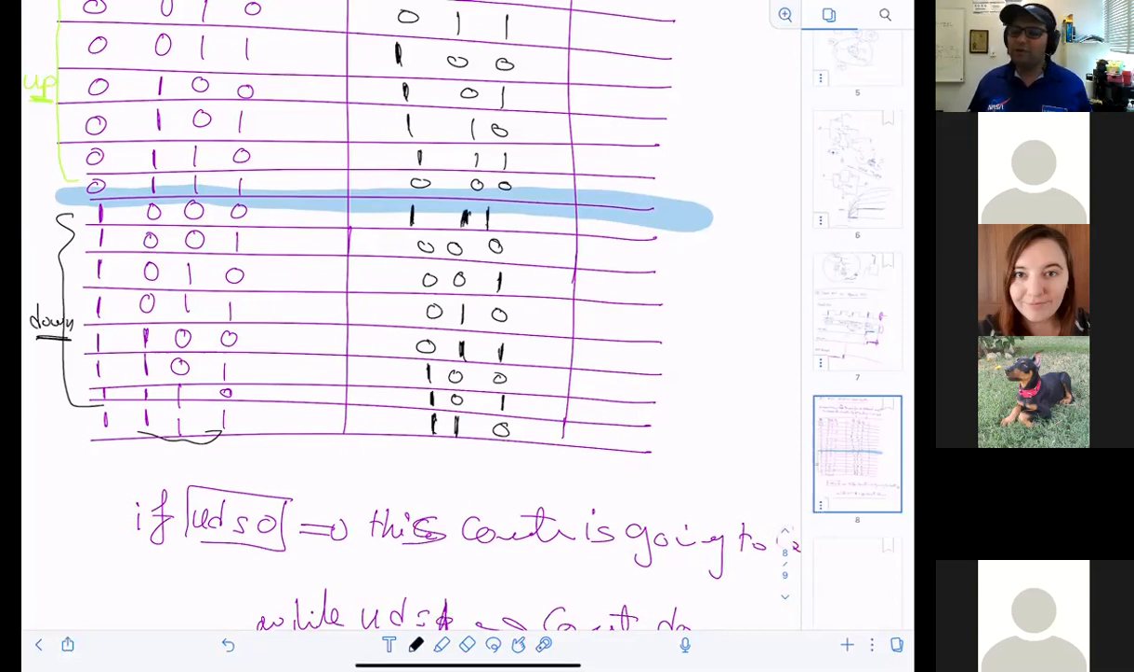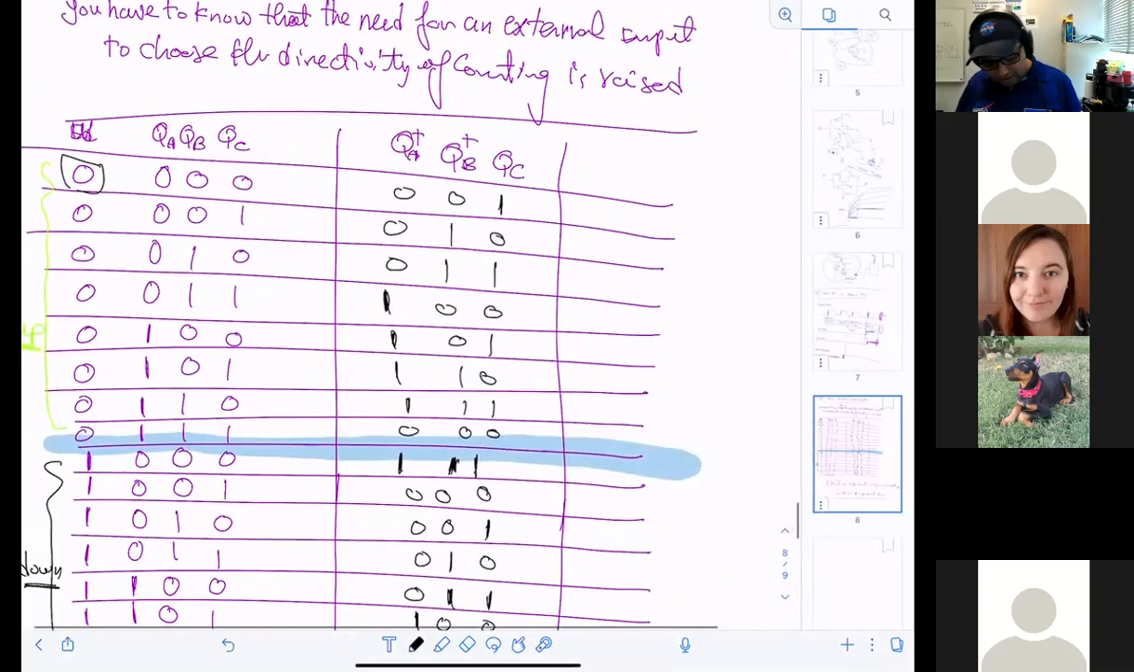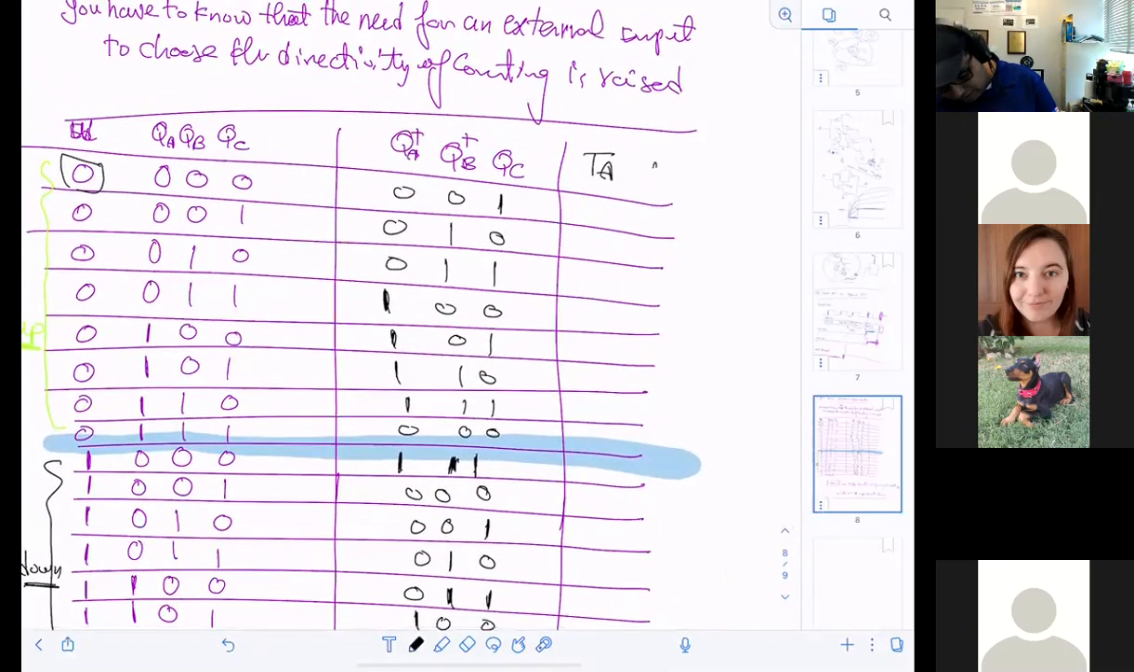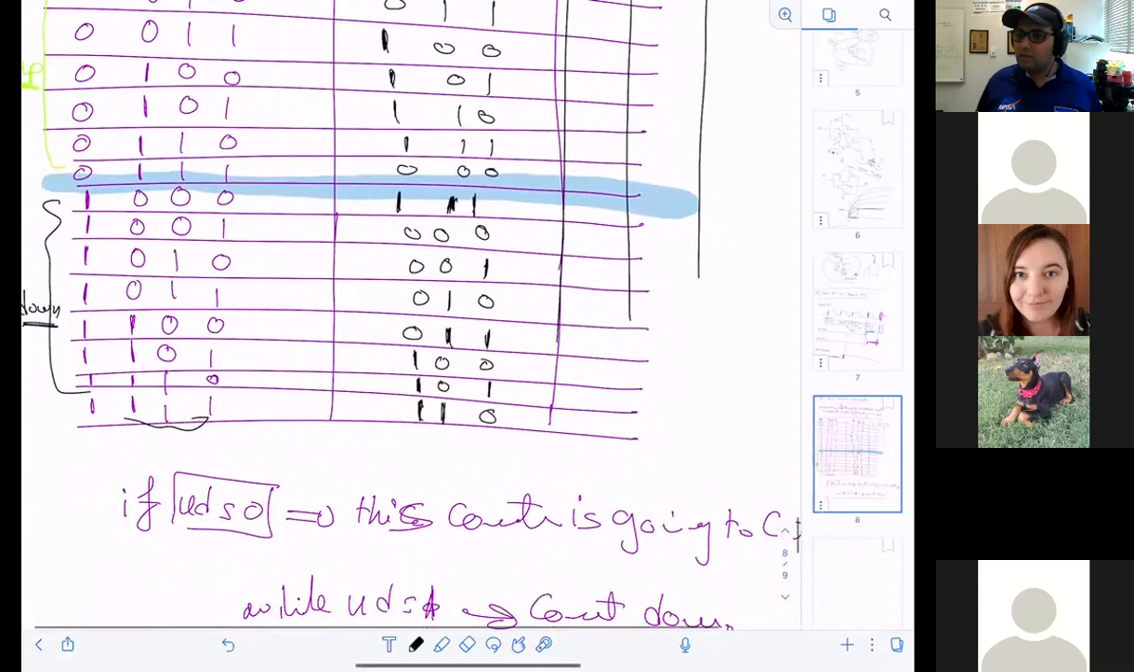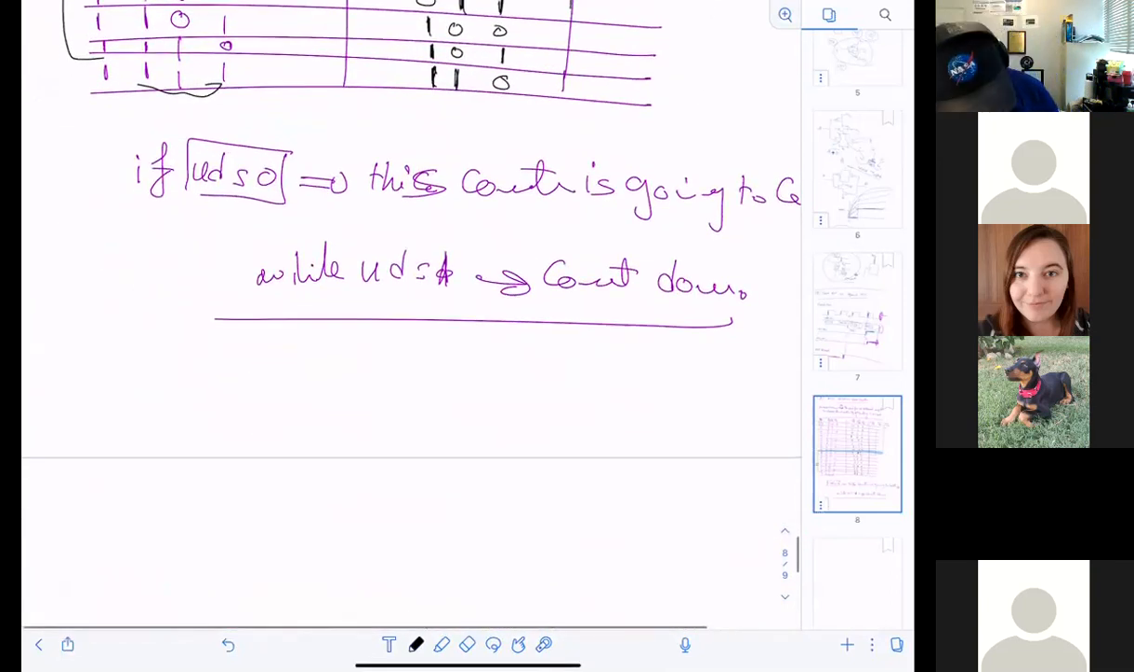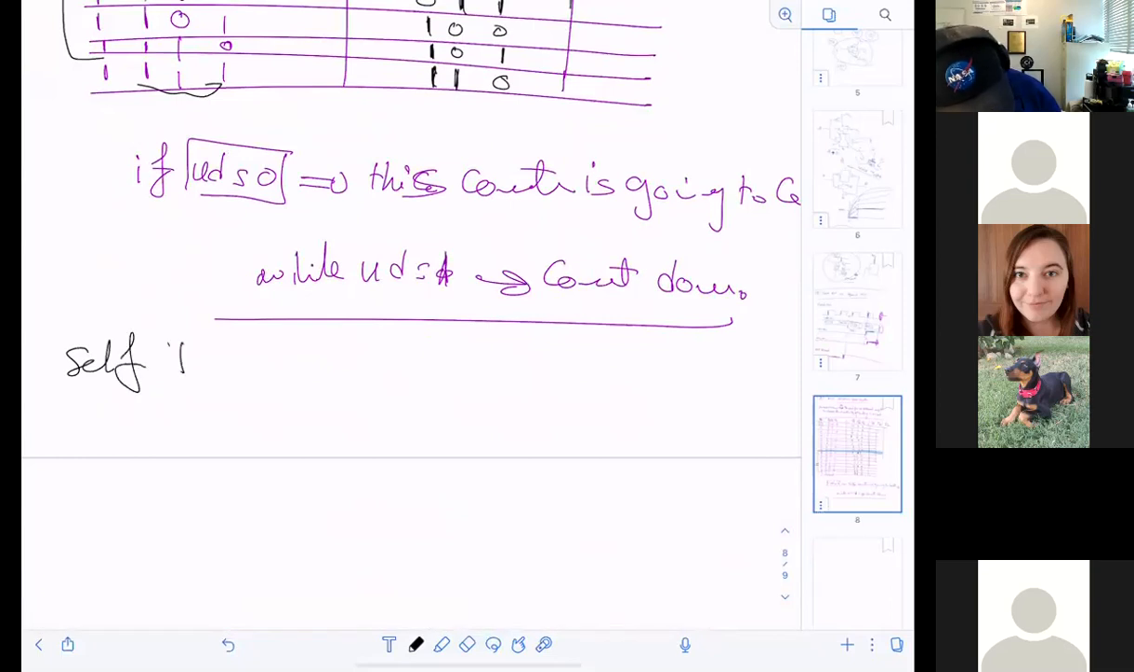We finished the whole entire design, and it's time for us to do what? TA, TB, TC, and we fill the whole entire thing. We build our circuit, and we'll be done. You can consider this as a self homework.